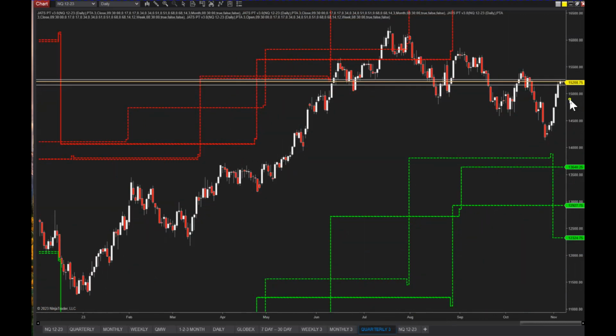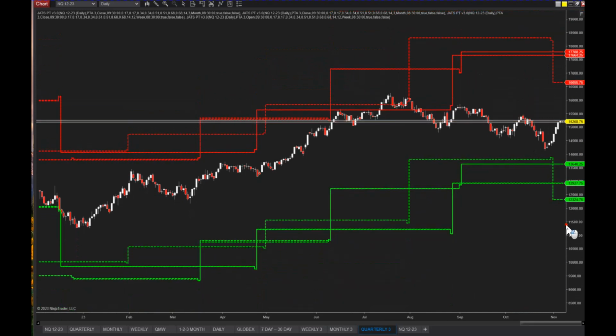So here's the quarterly three. Plenty of room to move up or down. 16,655.75 for Santa Claus year end. Or hold on to your sombreros, 13,640, 12,927, 12,324.